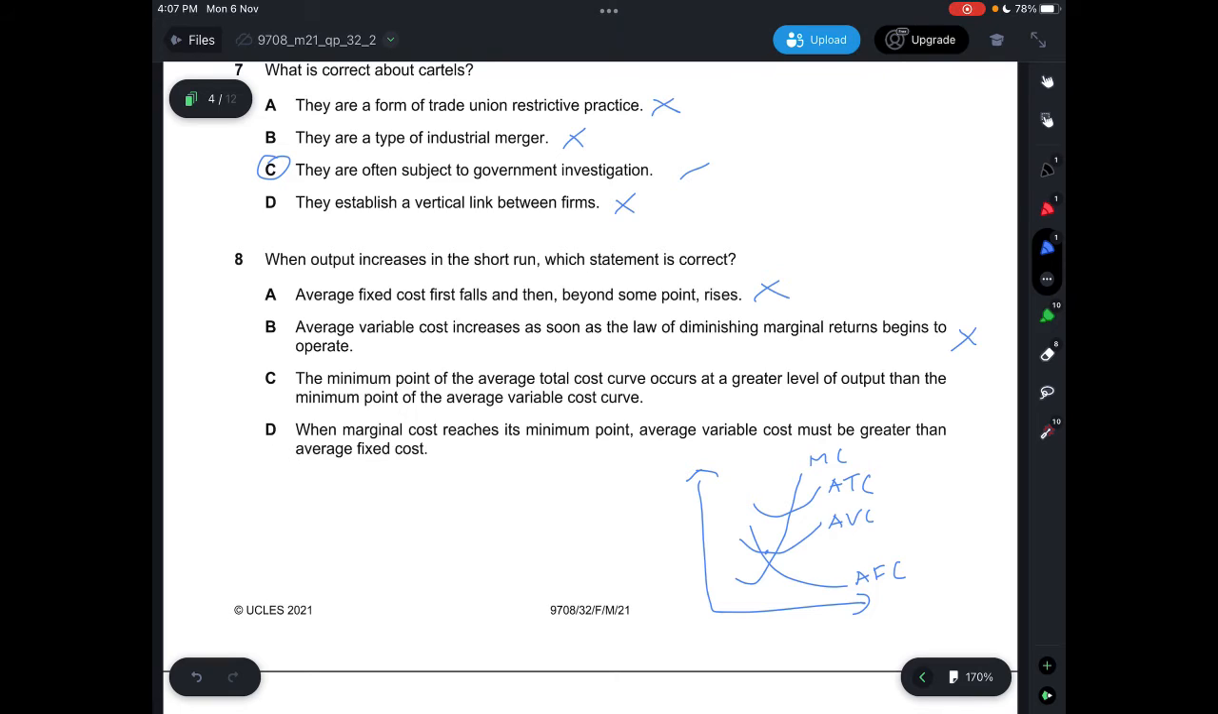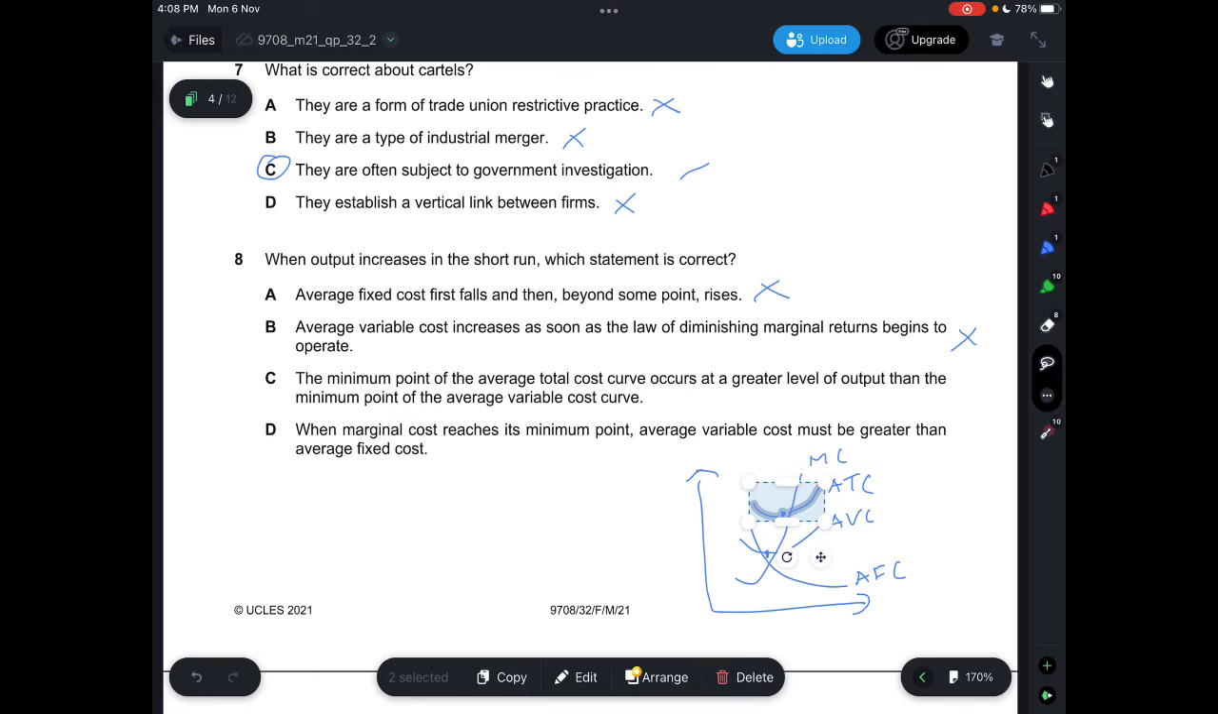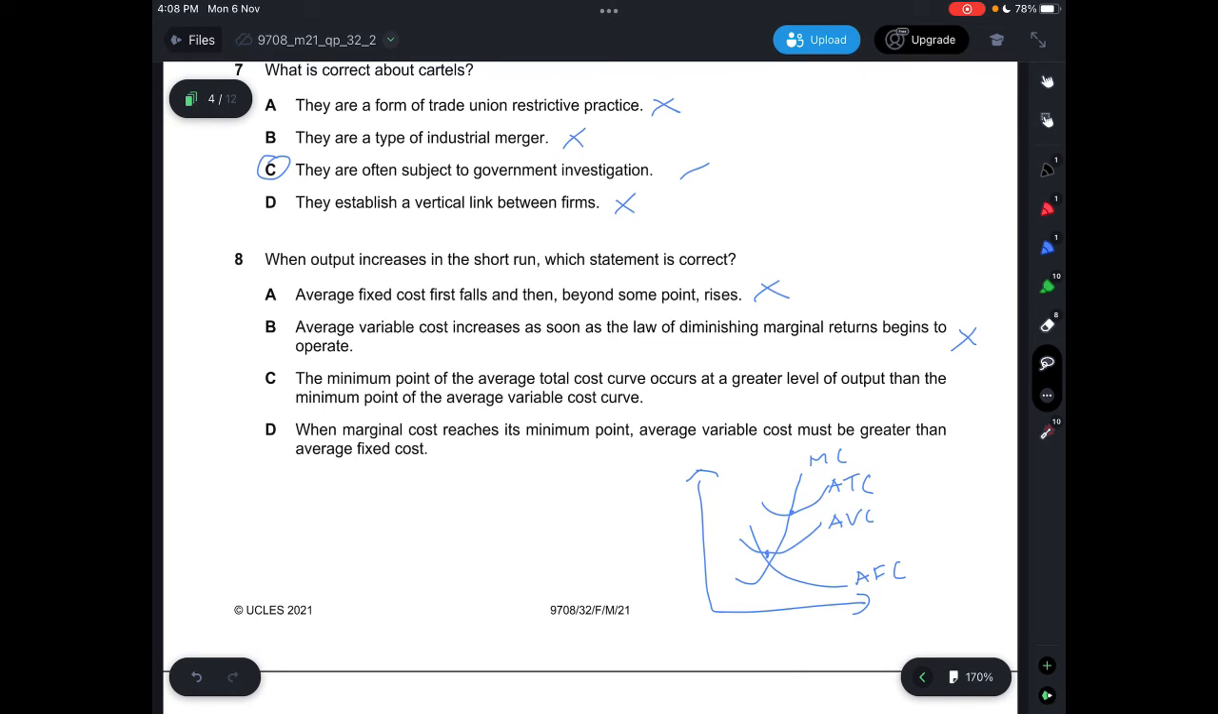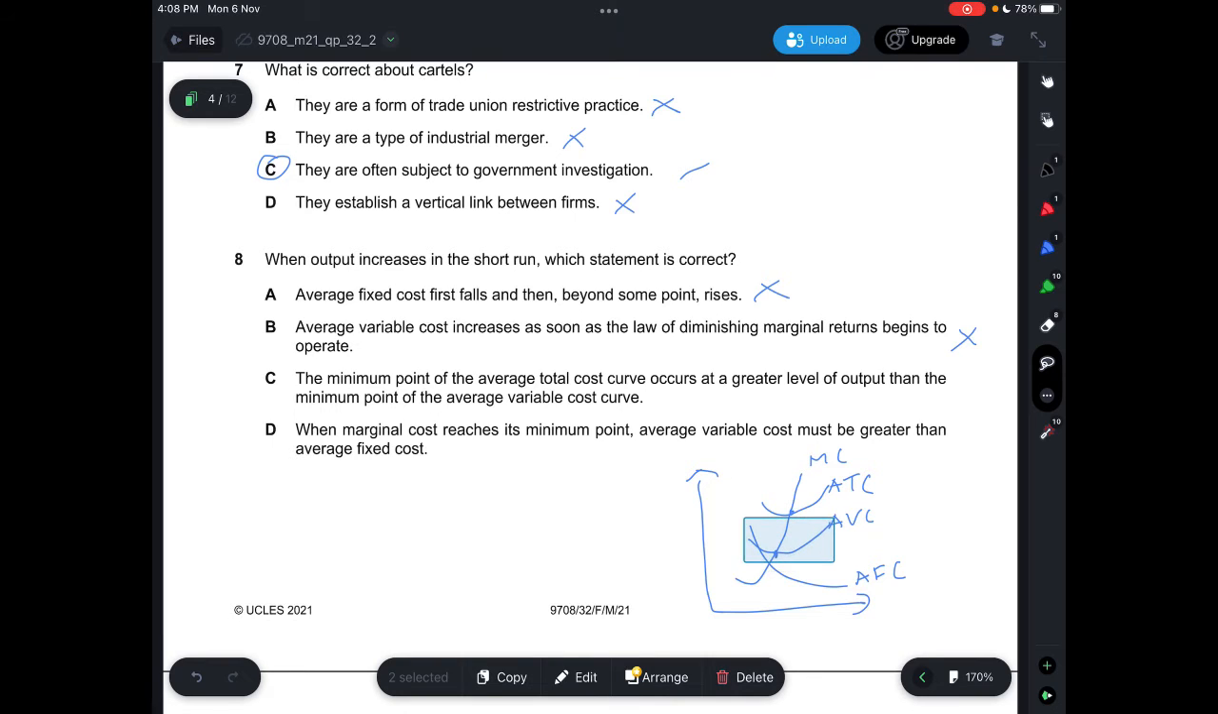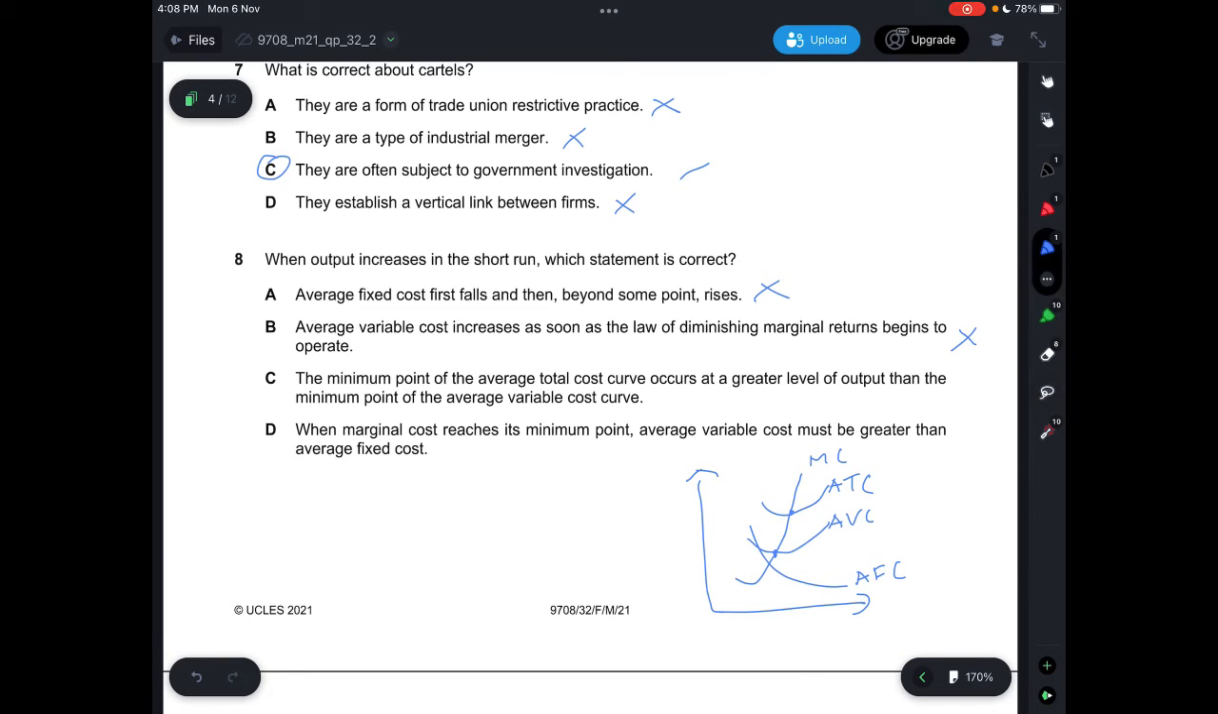So let's say the lowest point of AVC is here, the lowest point of ATC is here. It's not really obvious. Let me try to move it a bit. Yeah, something like that. So if that's the case, the quantity for AVC is indeed lower at the lowest point. So this one is the answer. And D says when marginal cost reaches the minimum point, AVC must be greater than AFC. Okay, this is the minimum point of the MC. This is your AFC. This one is your AVC. So to say that AVC is greater than AFC is wrong. So answer here will be C.